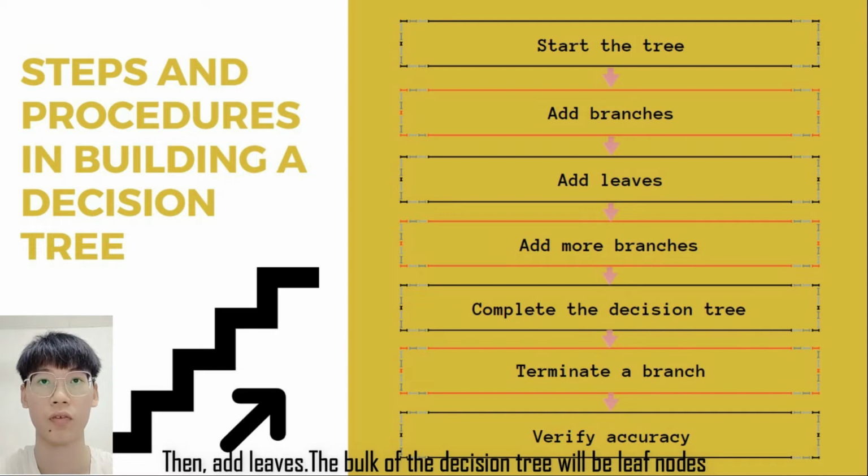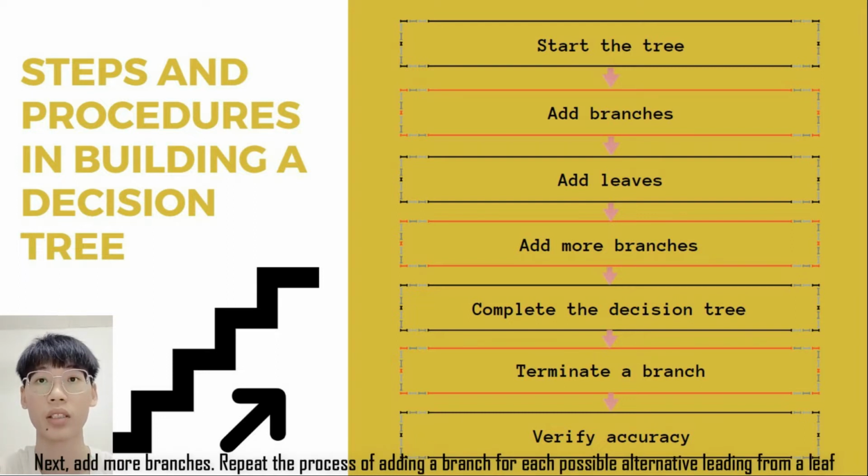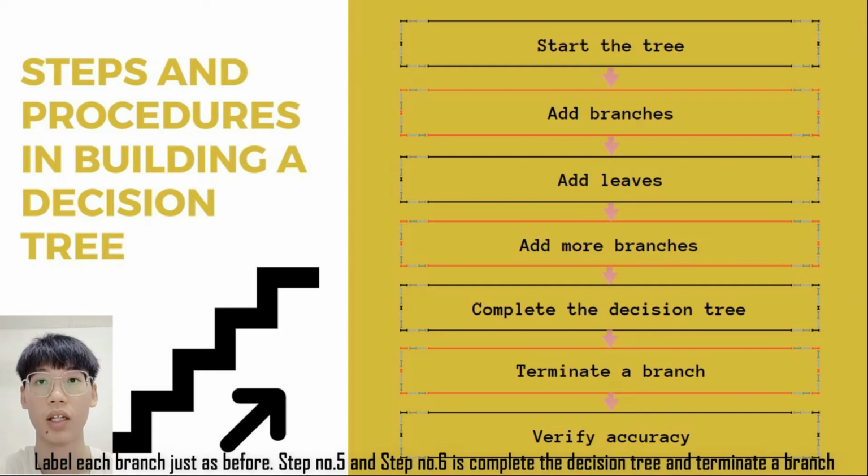Then add leaf. The bulk of the decision tree will be leaf knot. At the end of each branch, add a leaf knot. Fill each of these leaf knot with another question or criteria. Next, add more branches. Repeat the process of adding a branch for each possible alternative leading from a leaf. Label each branch just as before.